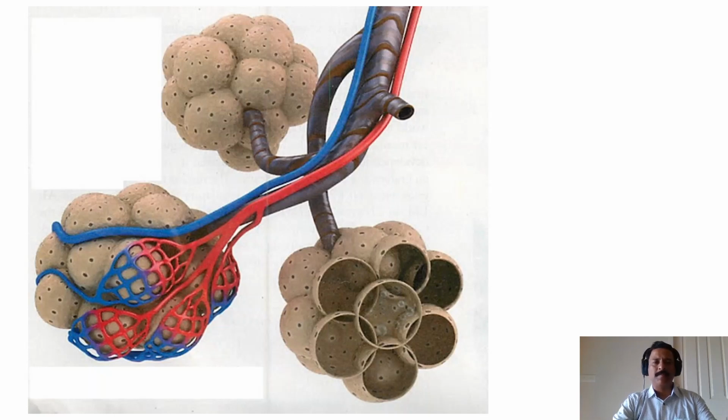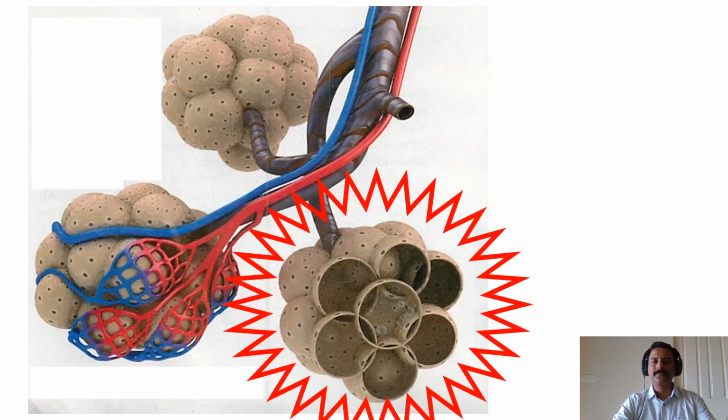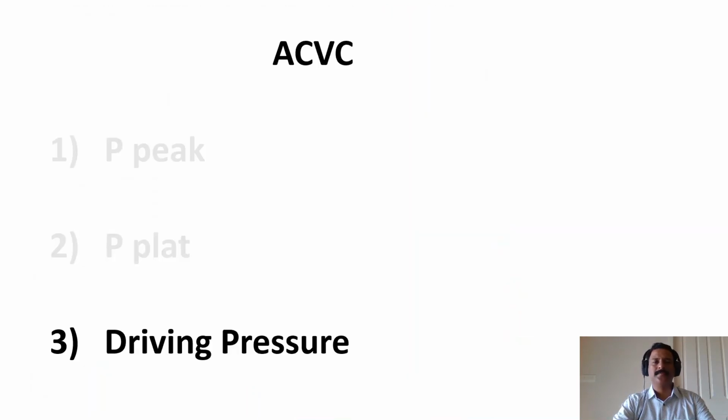But in case of P peak, because it is going through the circuit, trachea and the main bronchus, it is capable of tolerating some amount of high pressures. But in case of alveoli, it is going to damage them. So we don't want to damage our alveoli. So P plat is basically about the pressures in the alveoli. So coming to the third, the driving pressure.